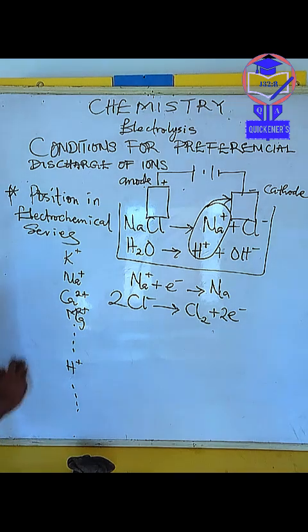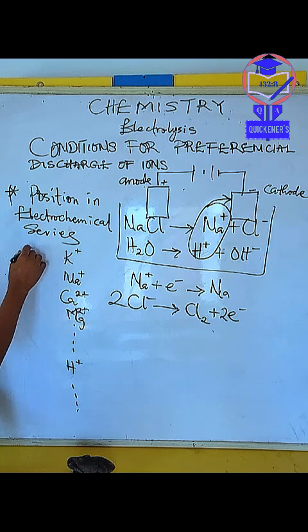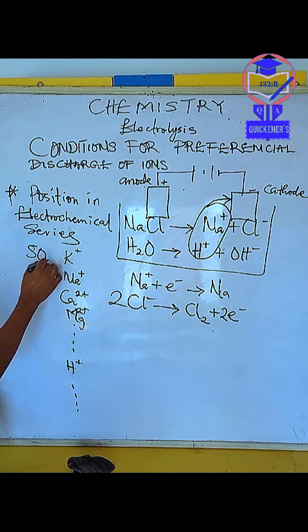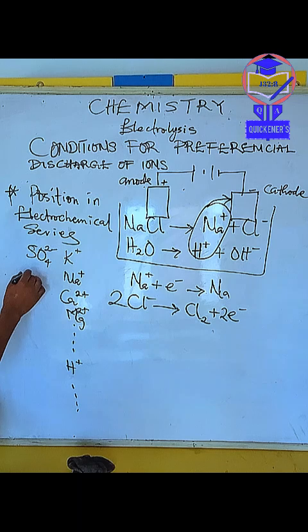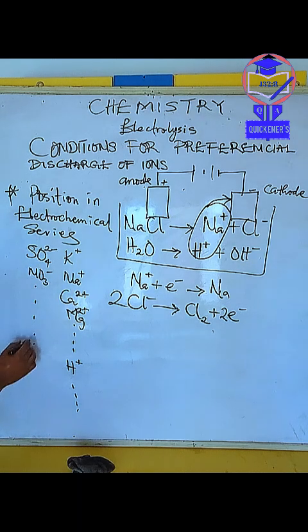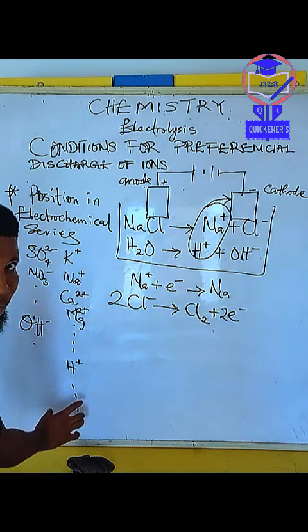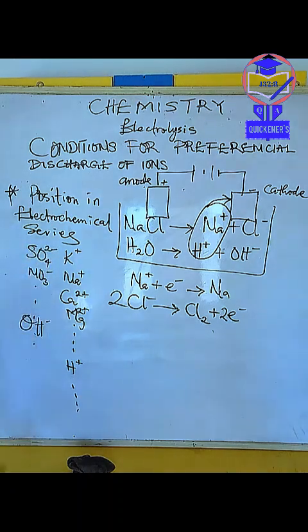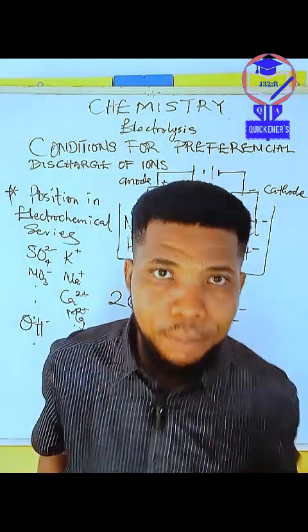They also have an electrochemical series for non-metals. For non-metals, you have your OH ion, and okay, let me start with the most active: SO4 ion, and you have your NO3 minus, and so on and so forth. Of course, your OH ion is at the bottom. Are you getting it now? So there is an electrochemical series for metals and there is an electrochemical series for non-metals.